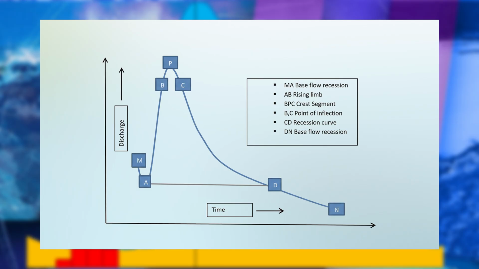Point B marks the end of the rising limb, while point C signifies the beginning of the falling limb. The peak discharge P lies between the 2 points and represents the highest flow attained during the event. The inflection point C also indicates a shift in the contribution of catchment to the stream channel. Up to this stage, runoff is mainly supplied by overland flow from the entire watershed.